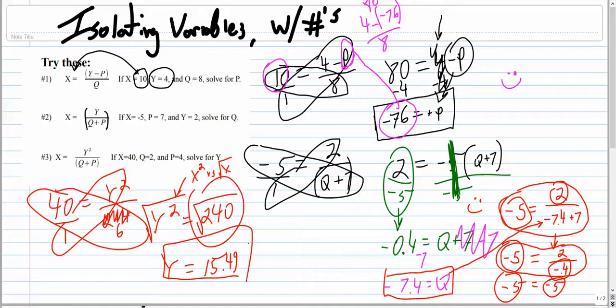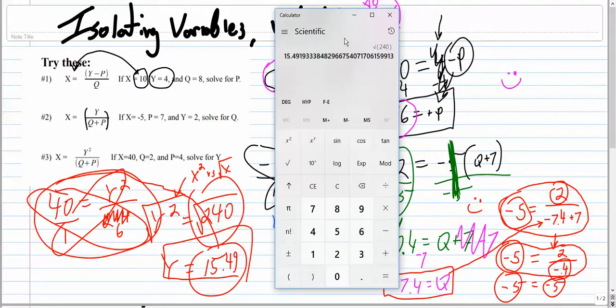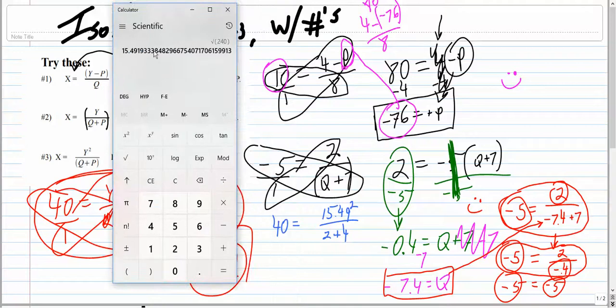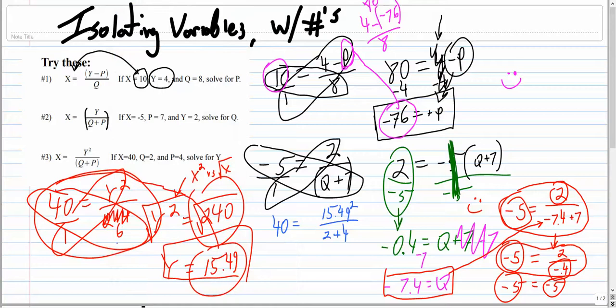And since I did it with the other ones, I might as well just throw this back in to my original and see if the self-check works. I'll be back in a second. Okay, so I just wrote it out right here in blue, so let me do this. I've got my 15.49 still on the screen, so I'm going to hit the squared button, and then I'm going to divide it by 2 plus 4, which is 6, and I should get 40. If I get 40, then I know I did it right. So there it is, just under 10 minutes.